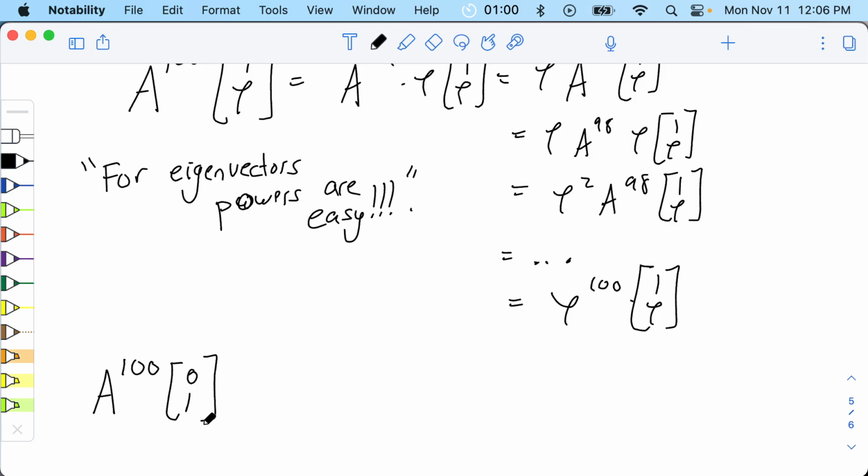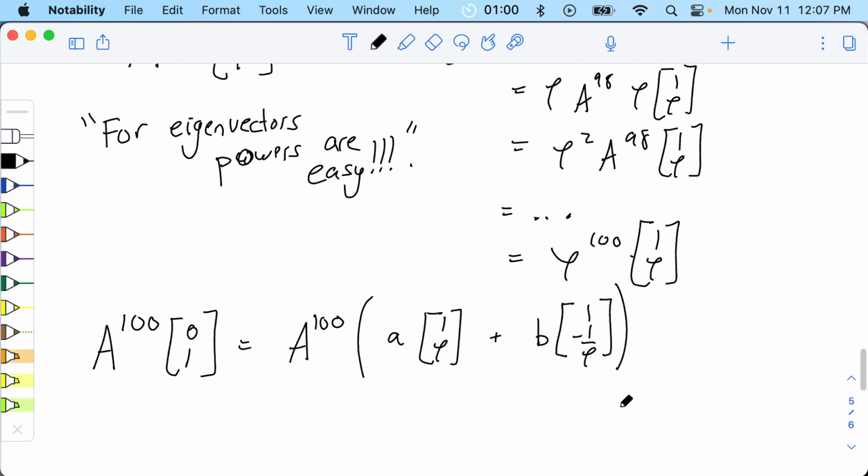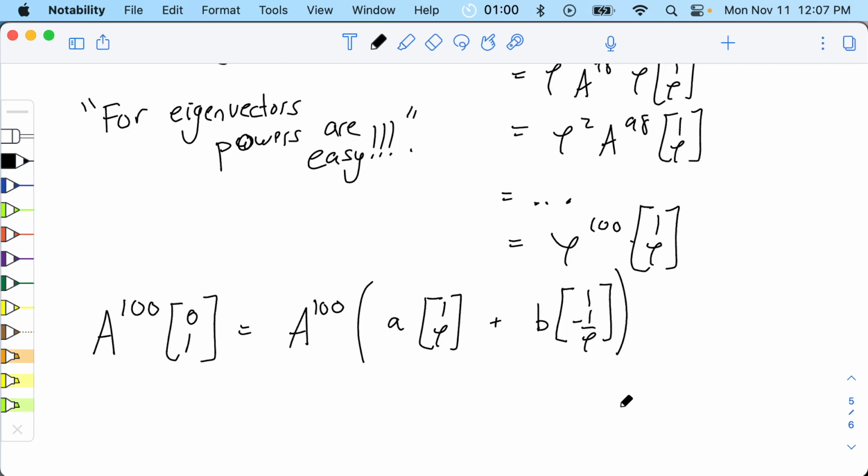Take the vector (0, 1) and write it in terms of eigenvectors. So this will be A to the 100 times something times (1, phi). Let's call this something lowercase a. And it'll be something else times (1, negative 1 over phi). Okay? And if I figure out what those somethings are, then I'll be able to calculate this, because I can calculate either of these. So eigenvectors are the key to simplifying things that look complicated; suddenly they look simple if you're doing them with eigenvectors.